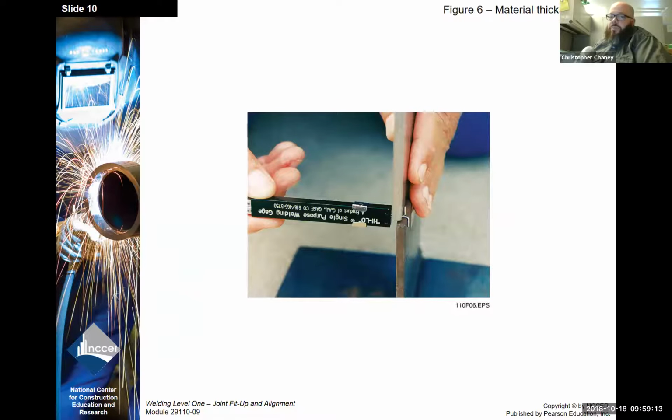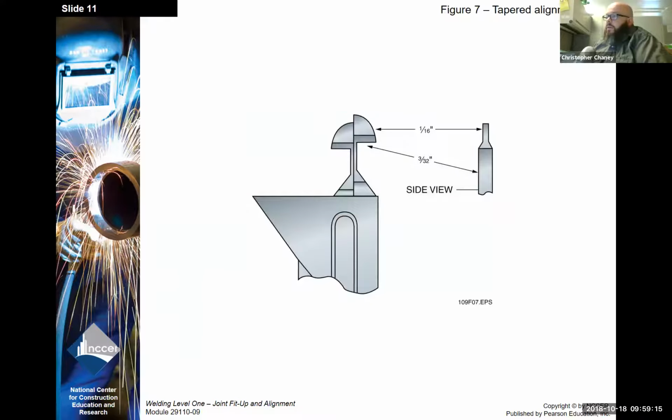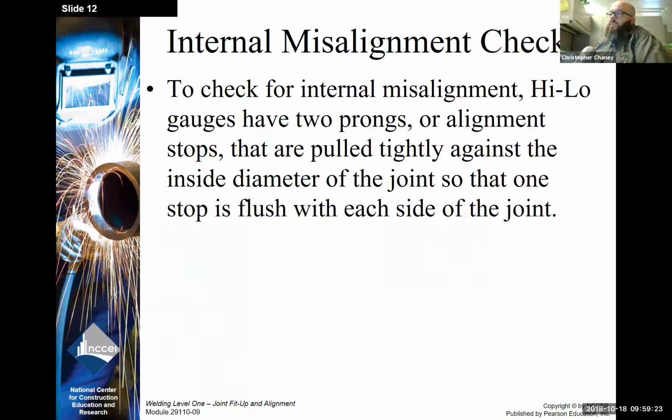Like I said, I have both styles. Okay, here's some detail on the alignment gauge. Internal misalignment checks. To check for internal misalignment, high-low gauges have two prongs or alignment stops that are pulled together tightly against the inside diameter of the joint, so that one stop is flush on each side of the joint.